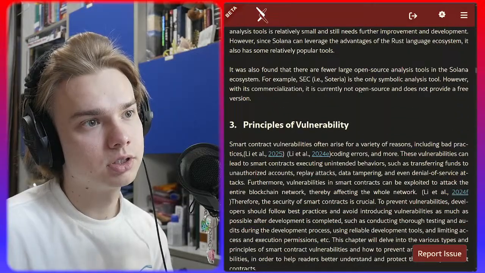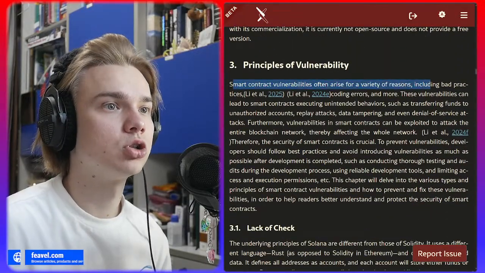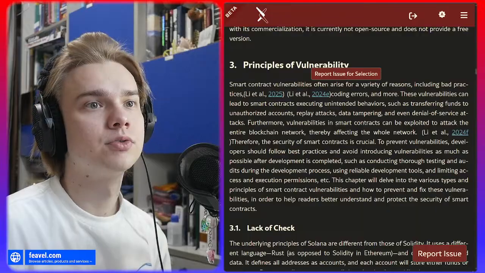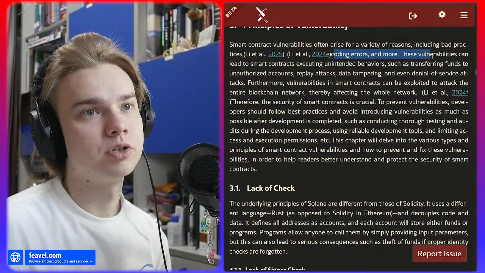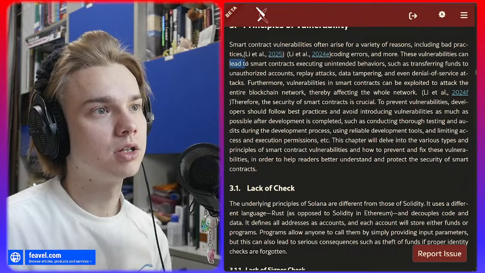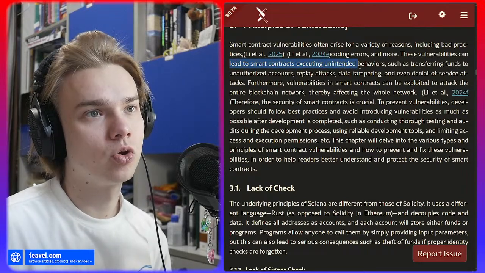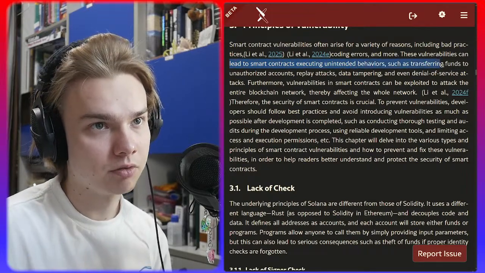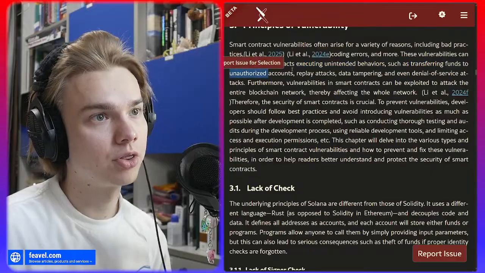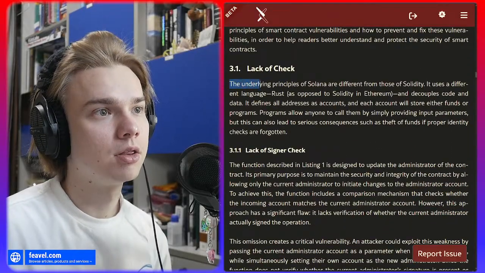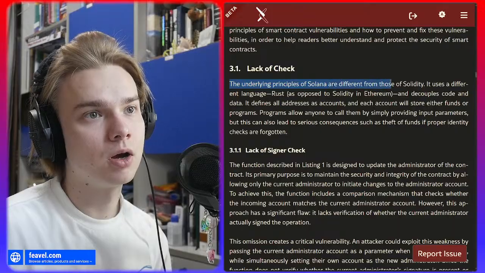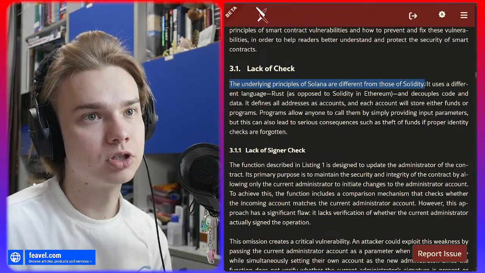Data analysis, principles and vulnerabilities. Smart contract vulnerabilities often arise for a variety of reasons, including bad practices, coding errors, and more. These vulnerabilities can lead to smart contracts executing unintended behaviors such as transferring funds to unauthorized accounts, replay attacks, etc. Lack of check. The underlying principles of Solana are different from those of Solidity.